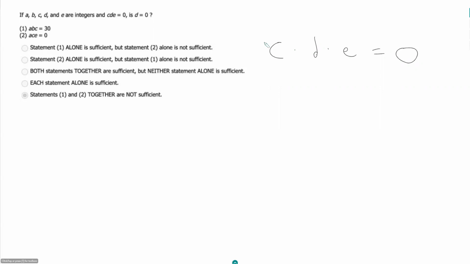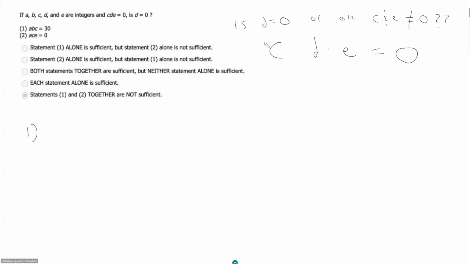So we can think of this question, is D equal to 0? Another way you could write that is, are C and E not equal to 0? Because if C and E are not equal to 0, and we know at least one of these must be equal to 0, then D has to be the one. So either of these ways of thinking about the question are equivalent.